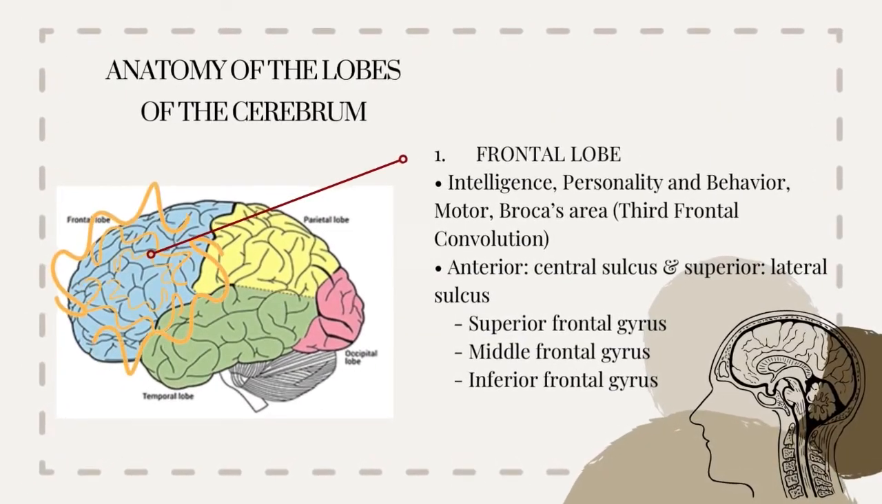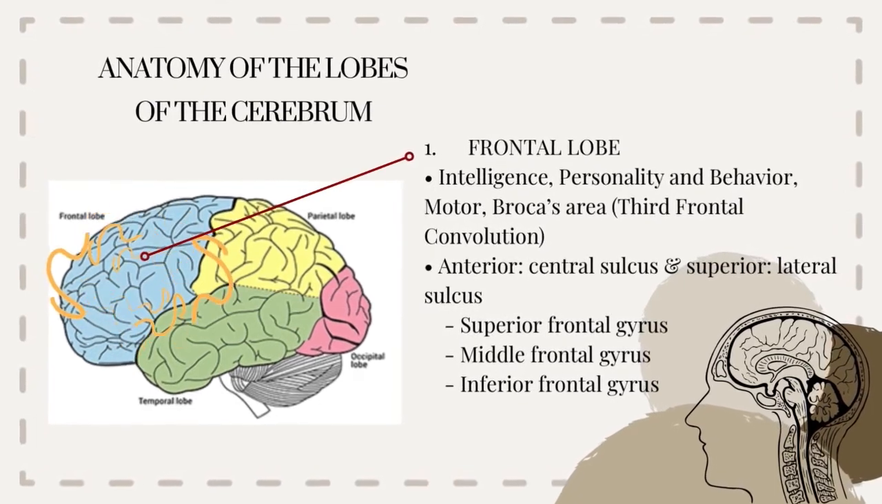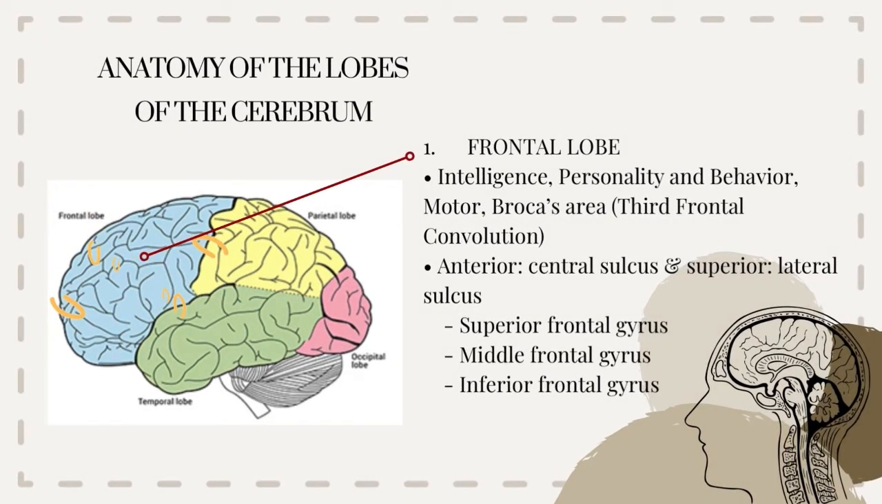Now let's talk about the lobes of the cerebrum. First is your frontal lobe. It is mainly for intelligence, personality and behavior, motor, and your Broca's area can be seen here, specifically on the third frontal convolution. Then it is the area anterior or in front of the central sulcus and superior or above to the lateral sulcus. Then you have the different gyri here.